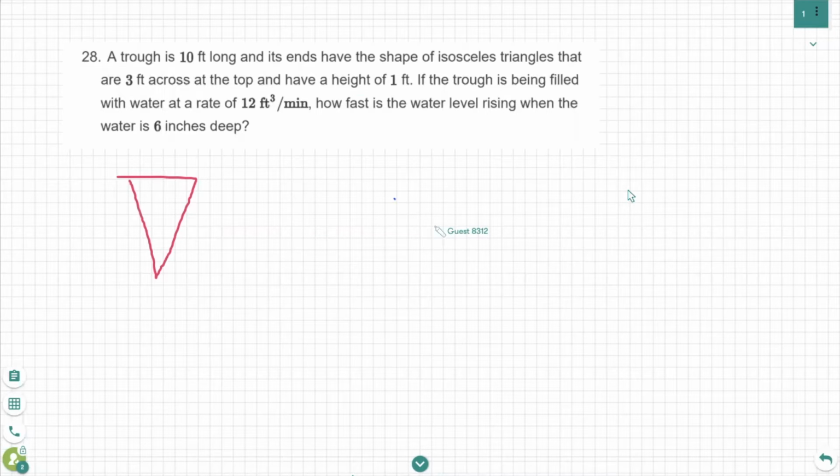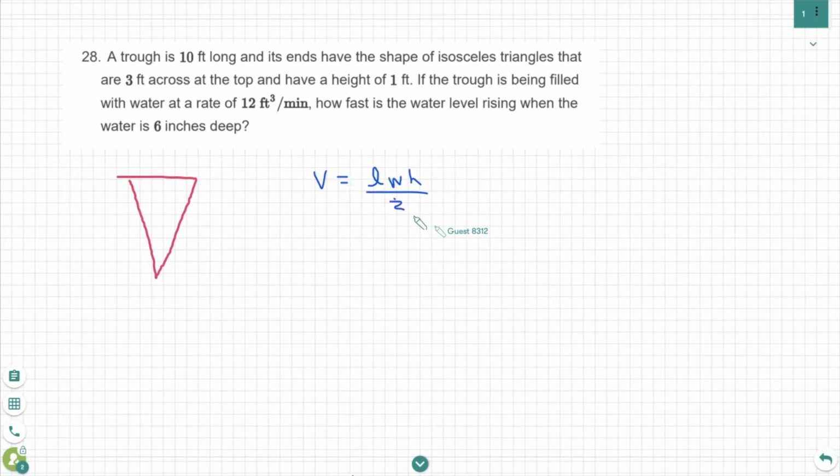And we need to relate that to dH over dt. That's what we're trying to find. We want to find dH over dt. So actually, we'll say this. Volume is equal to the height times the length times the width over 2. Width, okay, length times width times height, over 2.